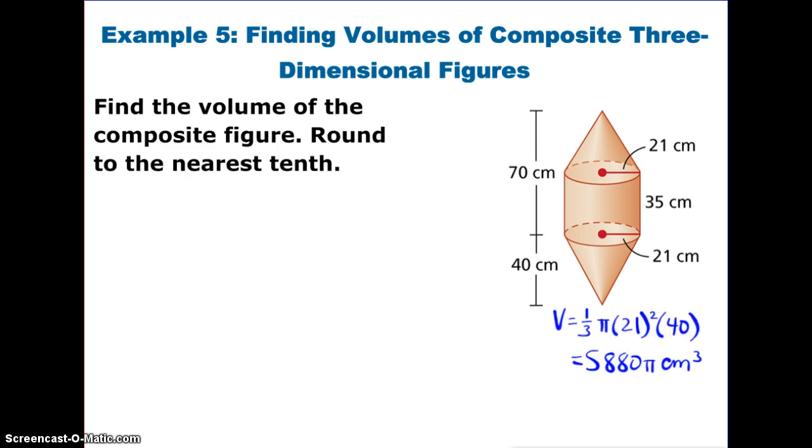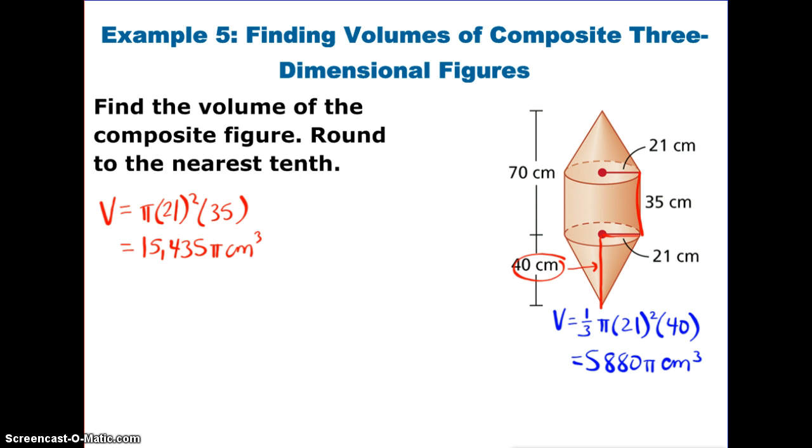On the bottom figure, we've been given a radius of 21 and a height of 40. So plugging that in, the volume of the bottom cone is 5,880 pi centimeters cubed. Now we are given that the height of the cylinder is 35 with a radius still of 21. To find the volume of a cylinder, all you have to do is the area of the base, which is pi times 21 squared, times the height, which is 35. So the volume of the cylinder is 15,435 pi centimeters cubed.